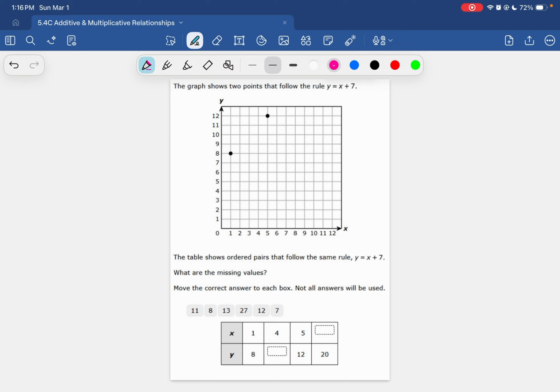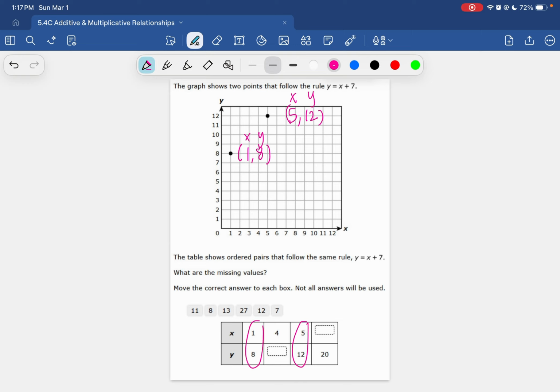The table shows ordered pairs that follow the same rule, y equals x plus 7. What are the missing values? So if you notice, there's only 2 ordered pairs, and I'm going to label the ordered pairs. 1, 8, there's your x coordinate. Here's your y coordinate. And then the next one is 5, 12. So 5 is my x coordinate. 12 is the y coordinate, which is where you get these ordered pairs from.